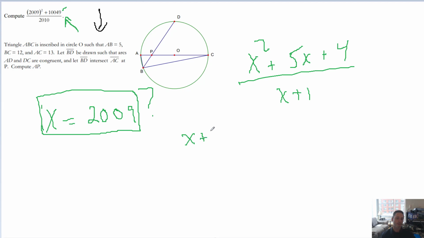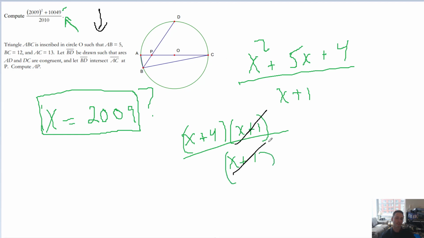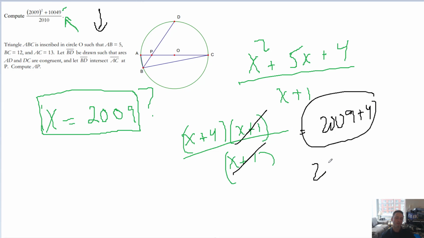Factor at the top, x plus 4 times x plus 1 all over x plus 1. Awesome. Cancel, cancel. Our answer is x plus 4, 2009 plus 4, 2013. Done.